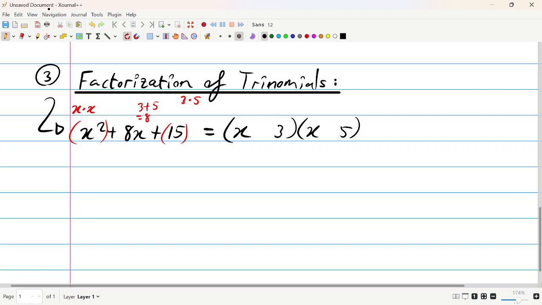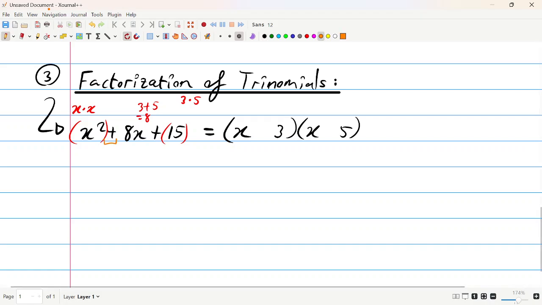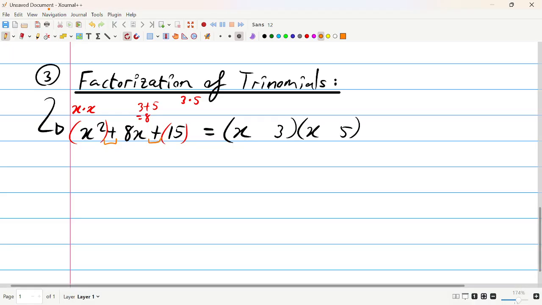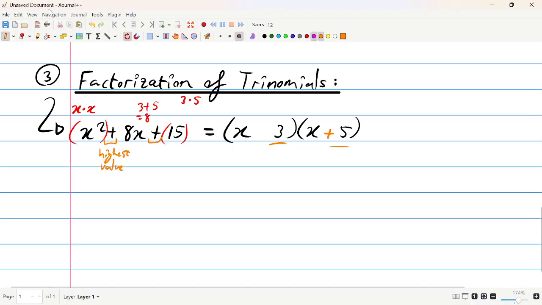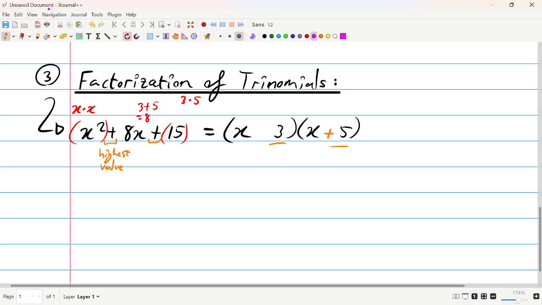Now, what do we do with the signs? Notice that we have 2 positives. This positive, the first sign that we have over here, goes to the one with the highest value. What is the highest value out of these 2? Clearly, it's going to be 5. So the positive goes there. And then the second one, let me just do it in a different color. The second sign is also a positive. We'll go into another example, you'll see. This goes to the remaining.